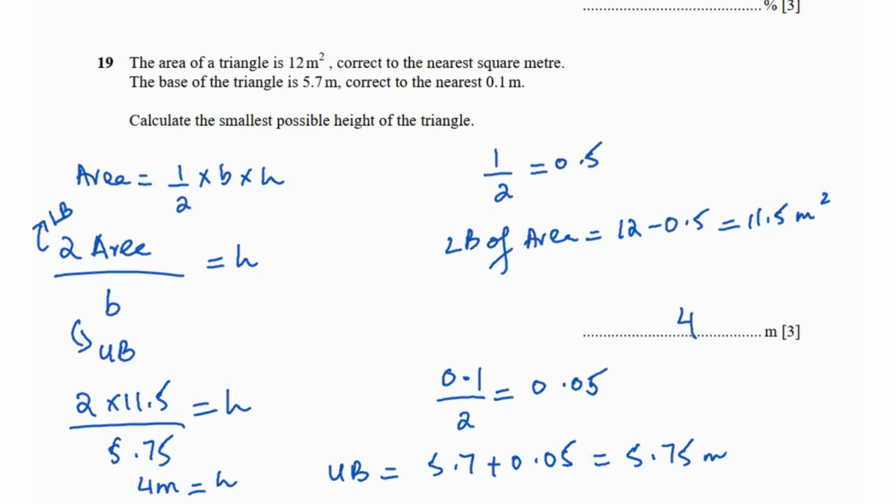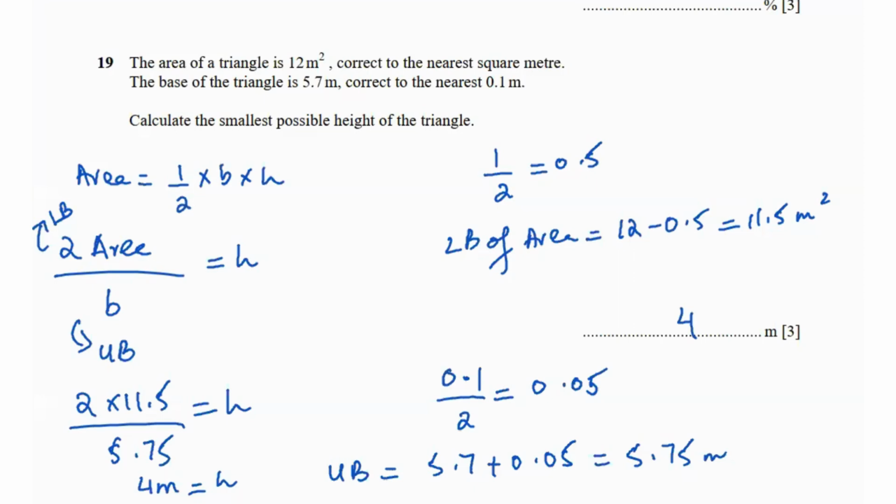So the key rule in this is to first make H the subject and to see what equation we're dealing with. So we're dealing with 2 times the area divided by the base. Now, since it's division, when you're trying to find the lower bound in division, the numerator will always be the lower bound and the denominator will always be the upper bound to get the smallest possible value.